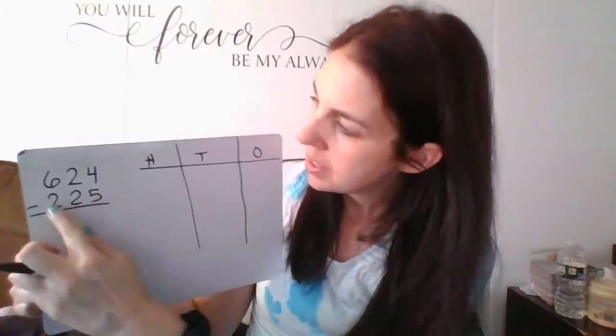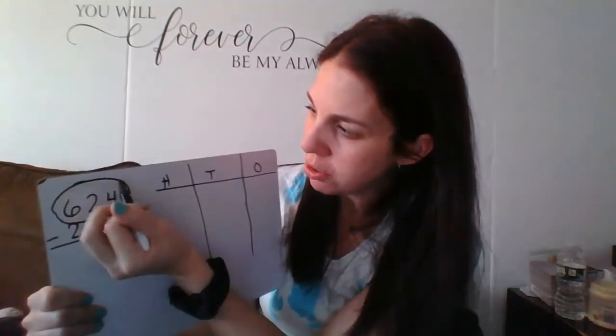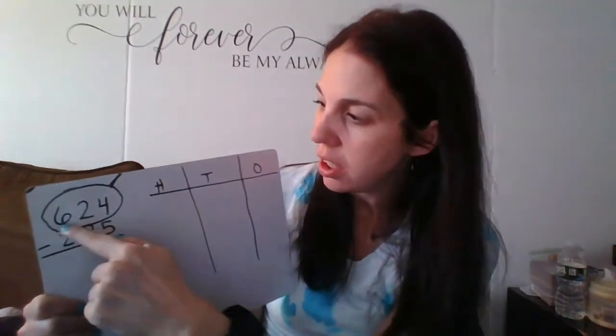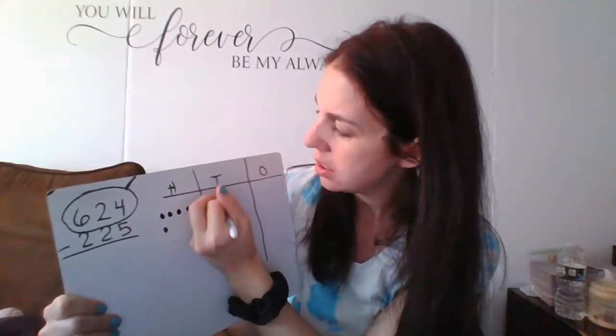Here's our next problem. 624 minus 225. So with subtraction, first we use our magnifying glass. This is kind of just to focus on this top number, and that's the number that we draw out when we get our place value chart set up. So 600, 1, 2, 3, 4, 5, 6, 600. Now we have how many tens? 2, 1, 2. How many ones? 4, 1, 2, 3, 4. Okay?